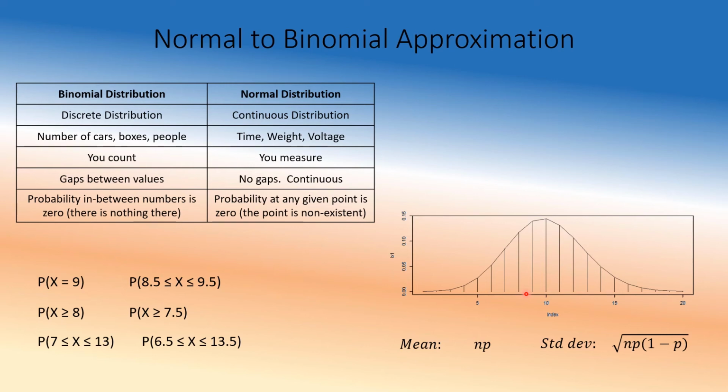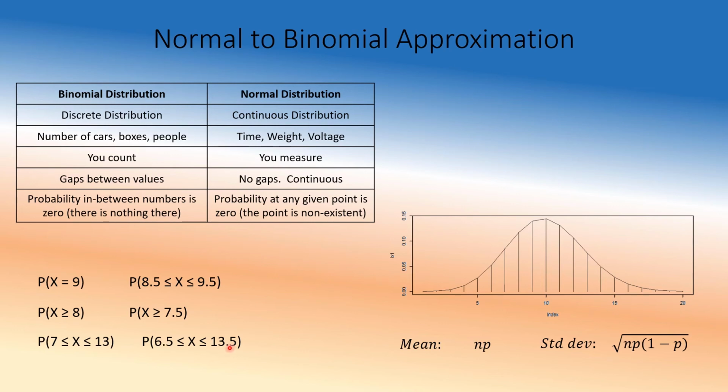So now, for instance, if we go between 7 to 13 heads, what do we do? Well, that's like area 7 to area 13. Not line, but area. My 7 starts here, 7 is from there to there, and my 13 is from there to there. So when I say 7 to 13, I'm going to start my 7 right here and go all the way to 13 right here. That basically means 6.5 to 13.5.